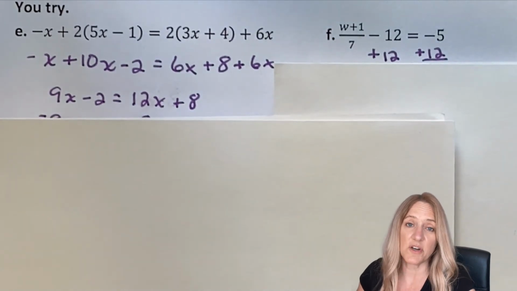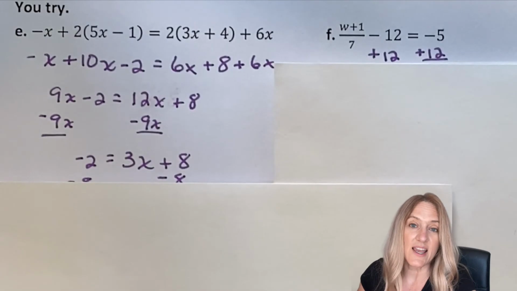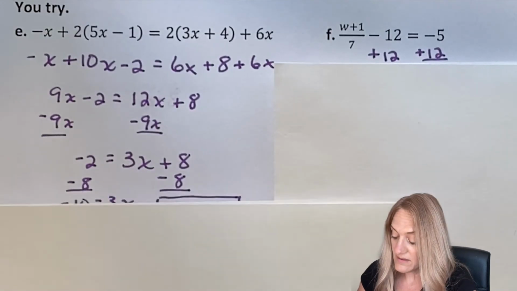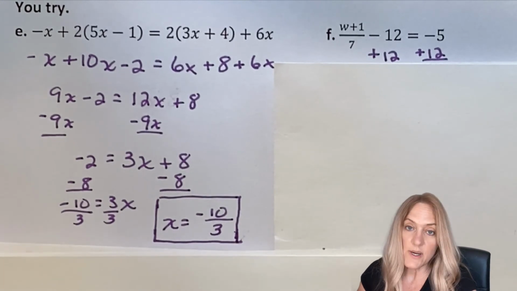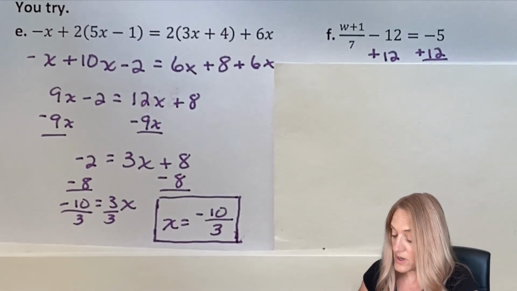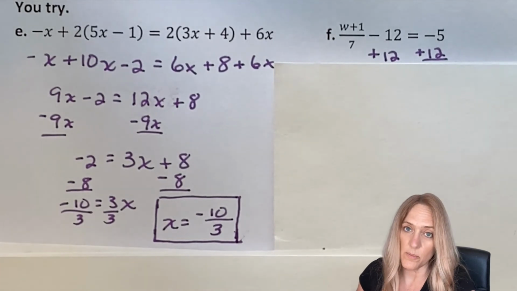So I went ahead and subtracted the 9x. At that point I'm at negative 2 equals 3x plus 8. I subtract 8, negative 2 minus 8 is negative 10, equals 3x, divide out the 3, and of course x equals negative 10/3. I went ahead and flipped it around using the symmetric property.